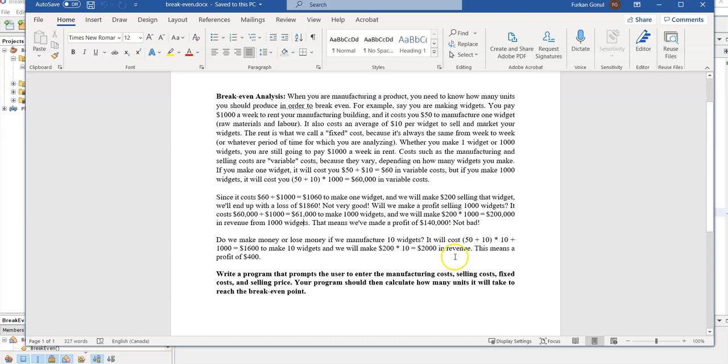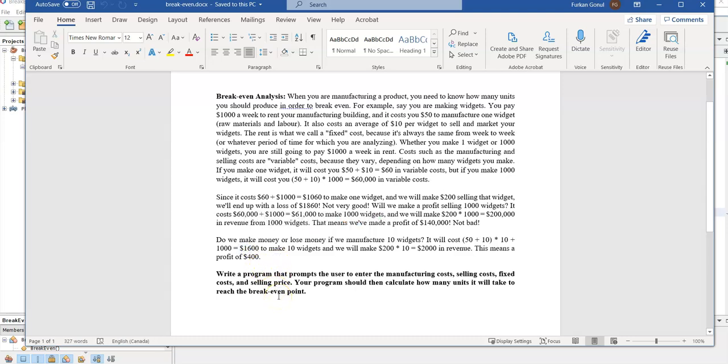It will cost 50 plus 10 multiplied by 10, plus 1,000, equals $1,600 to make 10 widgets, and we will make $200 multiplied by 10 equals $2,000 in revenue. This means a profit of $400, because the cost is $1,600, right?